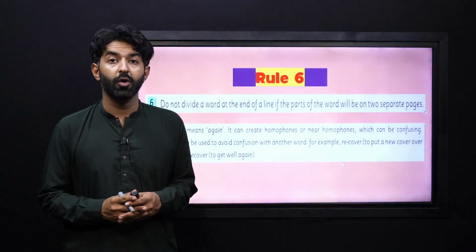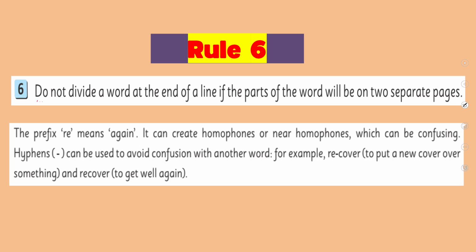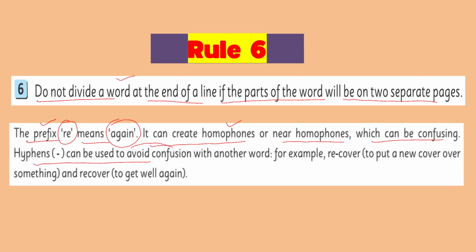And now let's talk about rule number 6. Do not divide a word at the end of a line if the parts of the word will be on 2 separated pages. For example, the prefix, the part of the word that comes first, re means again. So it can create homophones. How? Or near homophones, which can be confusing. Hyphens can be used to avoid confusion with another word. For example, the word re-cover means to put a new cover over something.